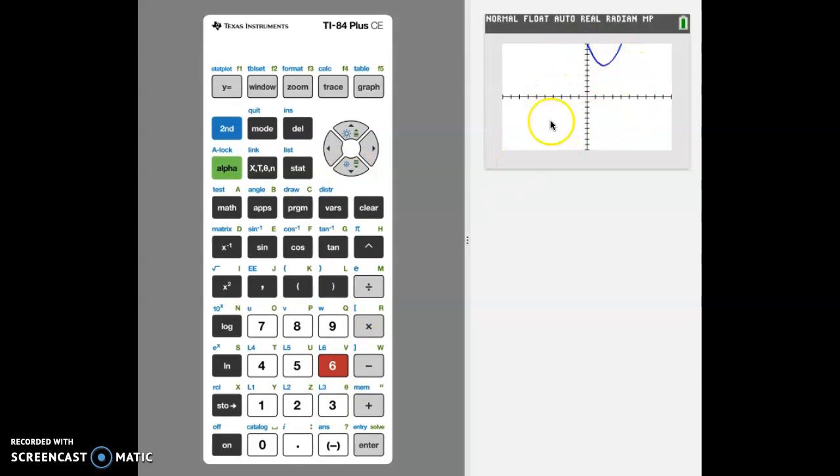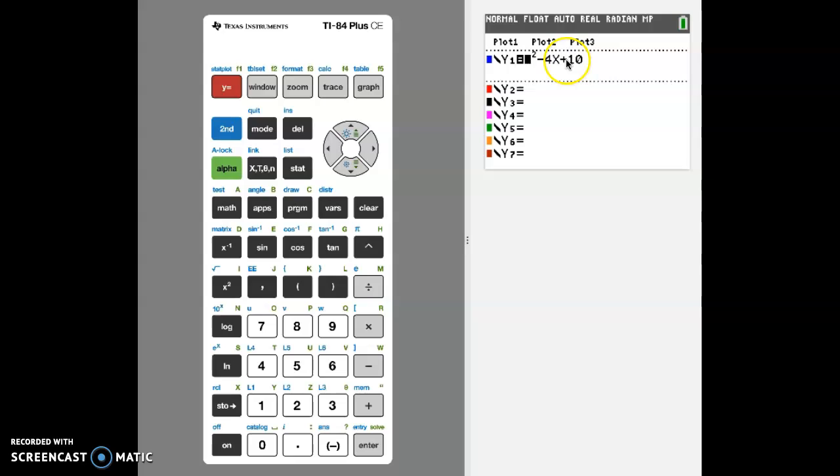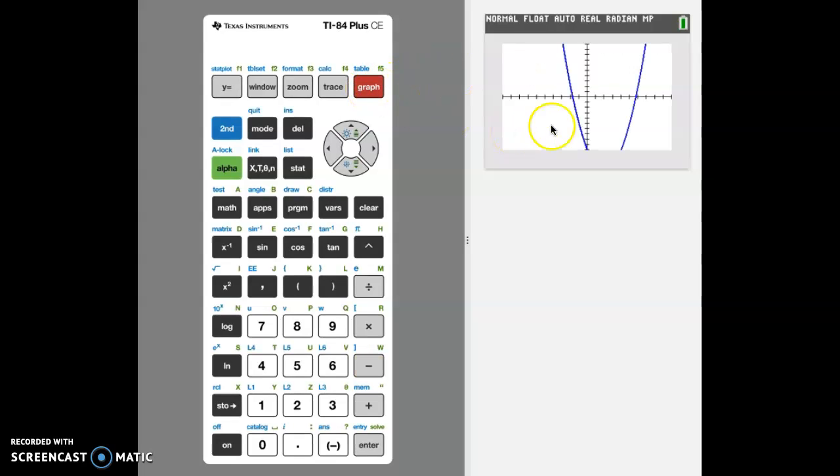Now notice this does not cross the x-axis, so it has no zeros. By zeros, I mean x-intercepts. If instead I do over here minus 10 and I graph that, now I can see that I have 2 x-intercepts. Those are called zeros.